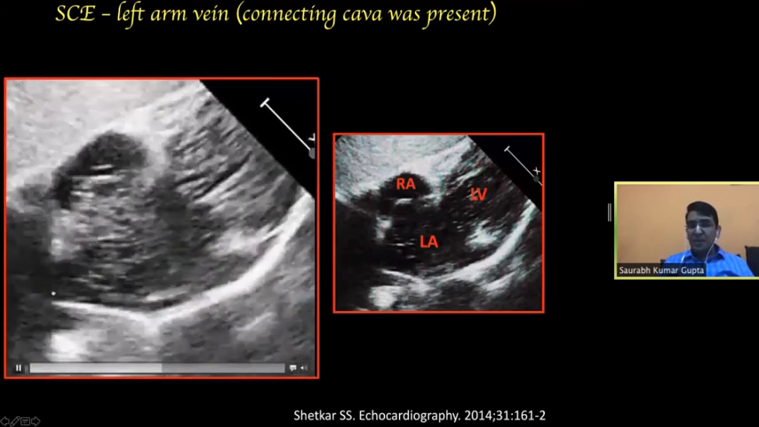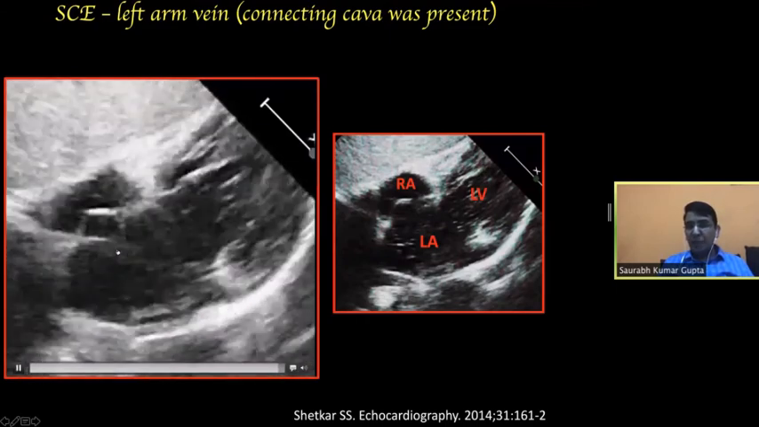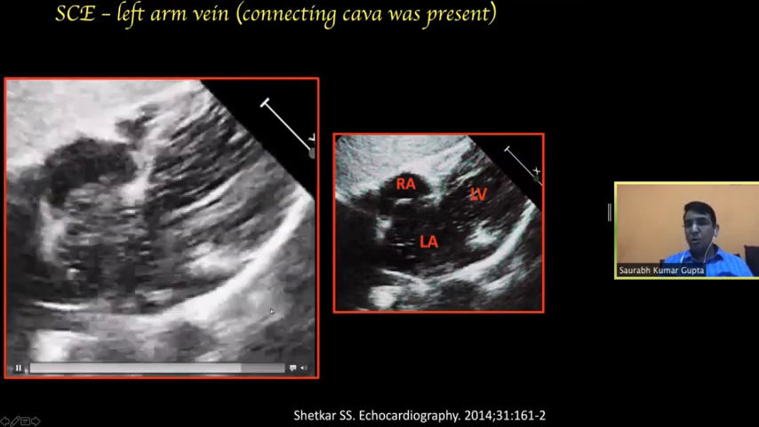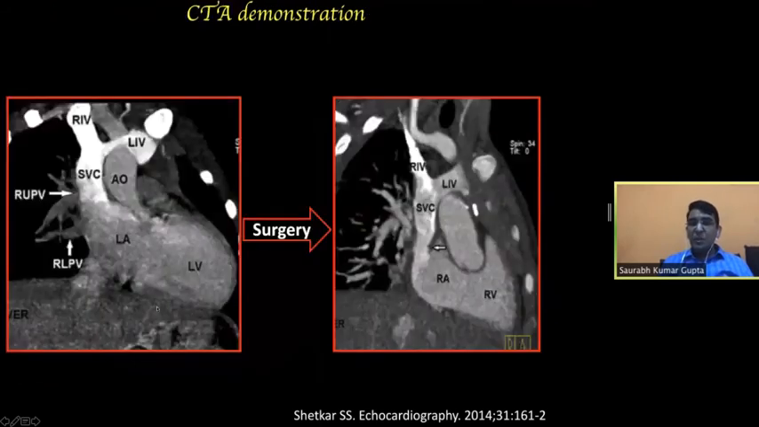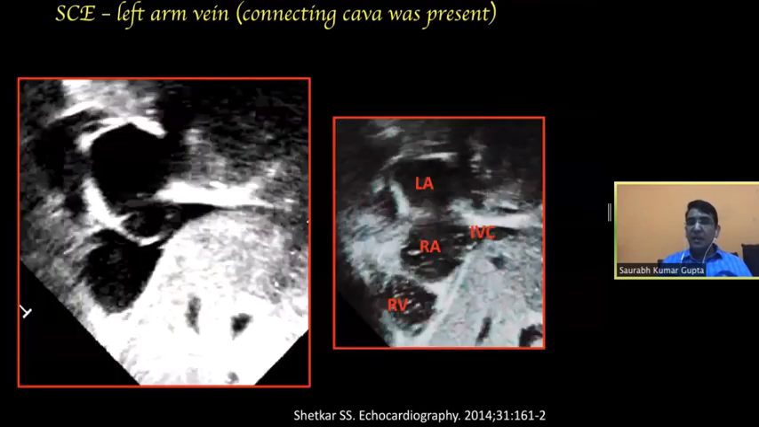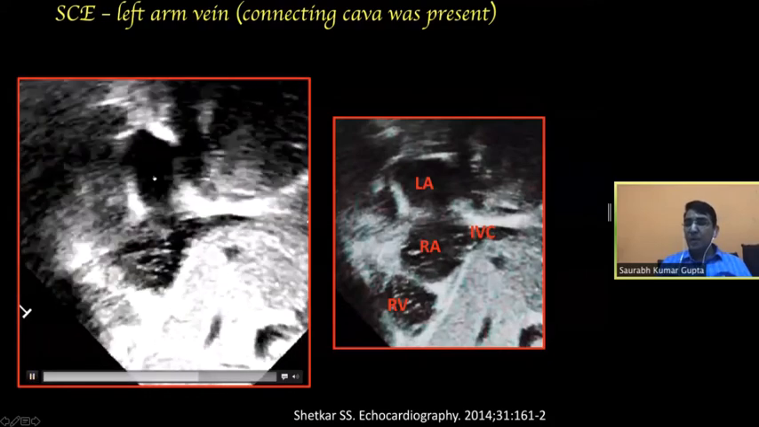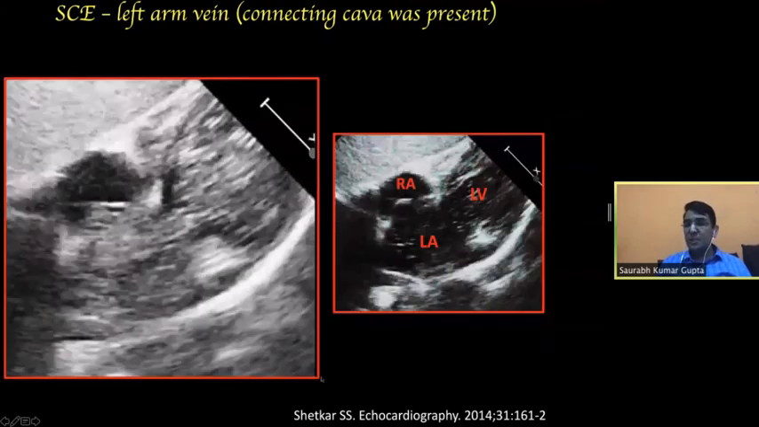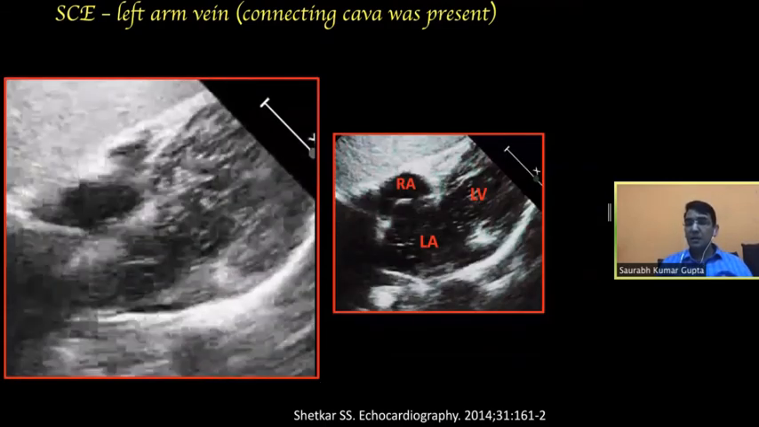And when the same injection was performed from the left arm vein, it actually opacified the left atrium and the left ventricle. So it suggests that the SVC is directly connected to the left atrium, which then fills the left ventricle. And this is what we call anomalous SVC to left atrium. And why? Because the injection from the lower limb, from the IVC, did not show any bubble in the LA, which means that the IVC is normally connected to the RA, but the SVC is anomalously connected to the left atrium.